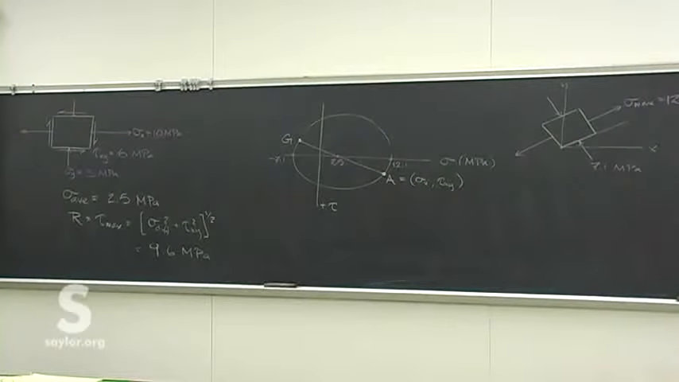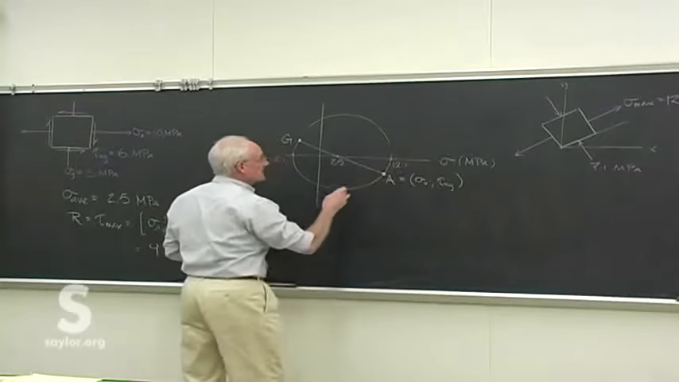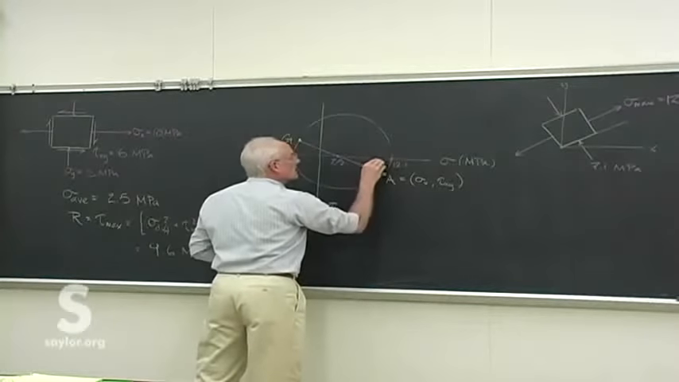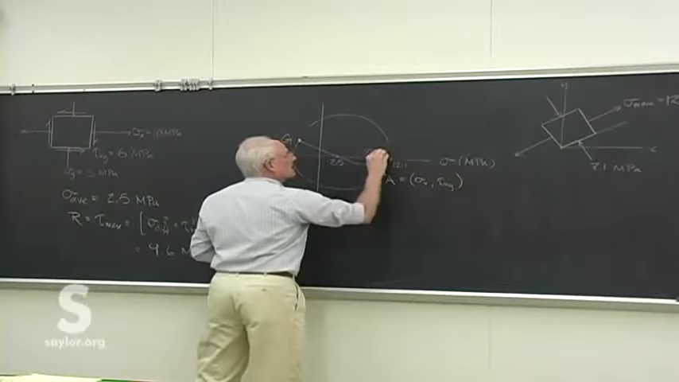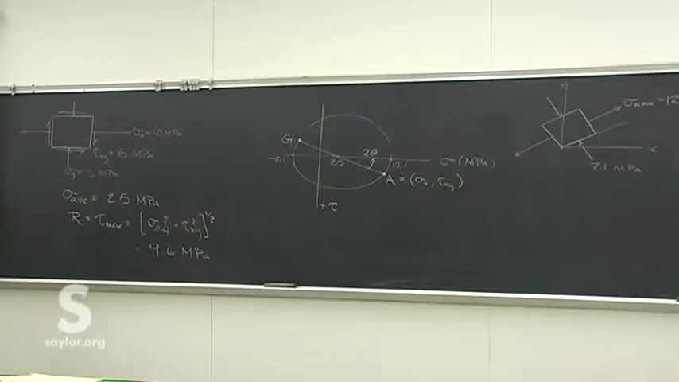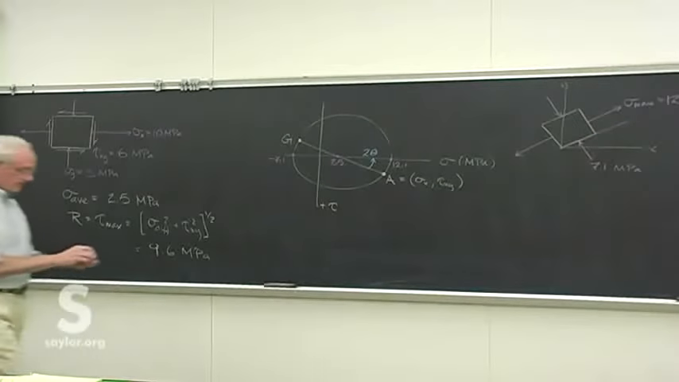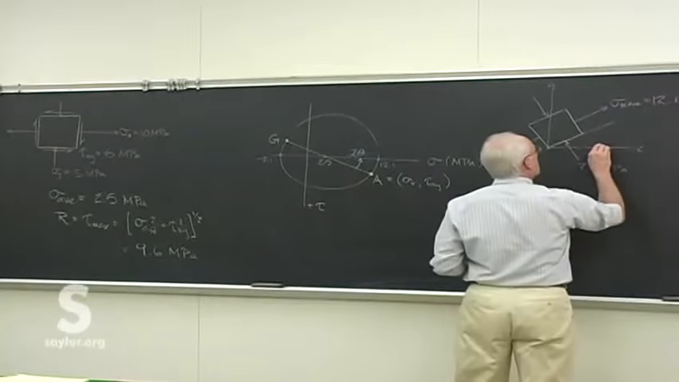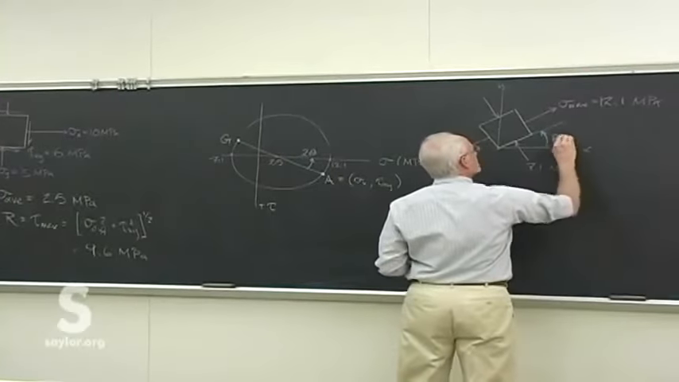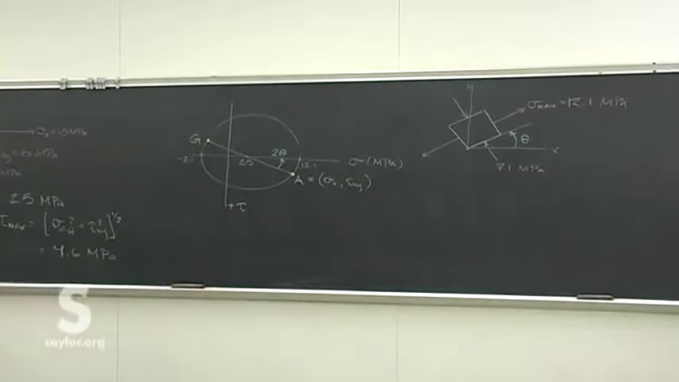And the angle at which that maximum condition occurs is 2 times theta on the circle drawing. And so this is theta there. It's not drawn quite to scale.